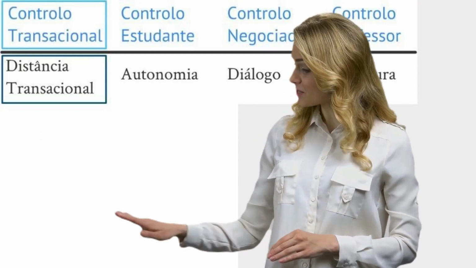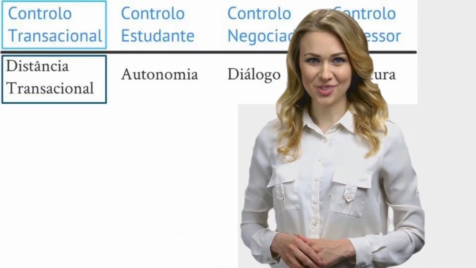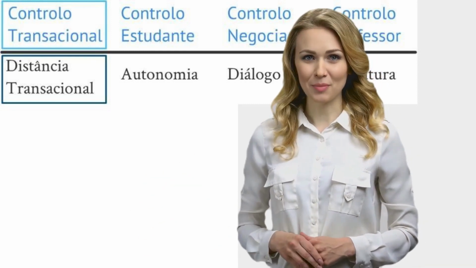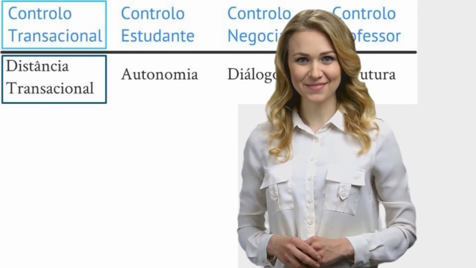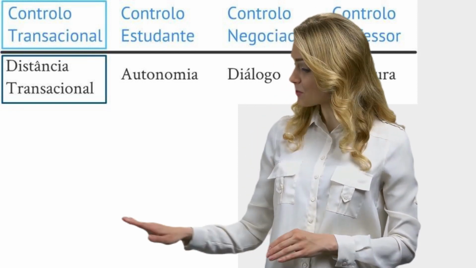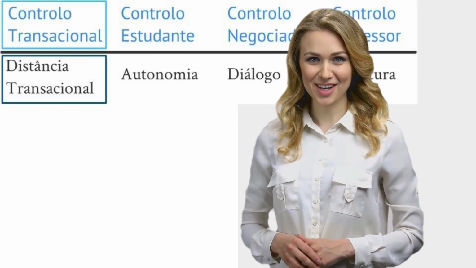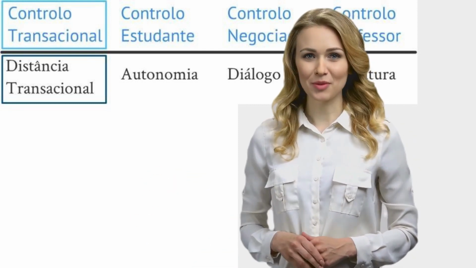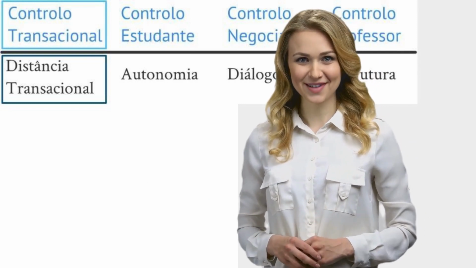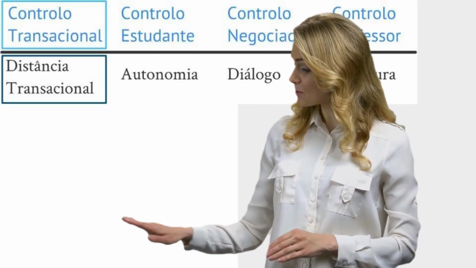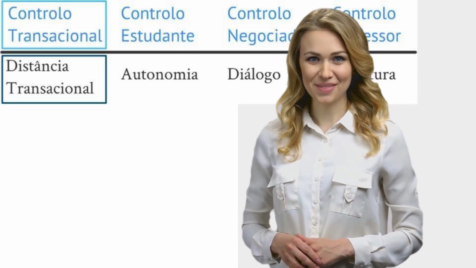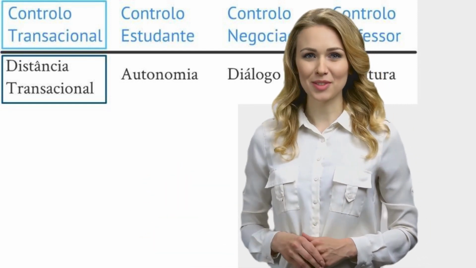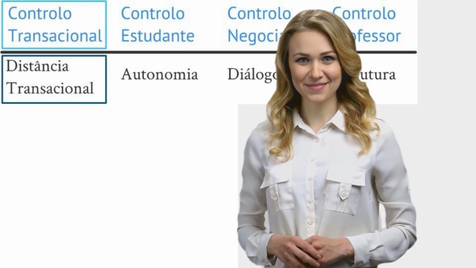Related to the theory of transactional distance is the theory of transactional control, proposed by John Drawn. It focuses on the concept of control in learning environments. It explores the balance of control between learners and instructors and its impact on the learning experience. Transactional control theory emphasizes that learning environments involve a dynamic interplay of control between learners and instructors. Control refers to the power or authority individuals have over decisions and actions within the learning process.